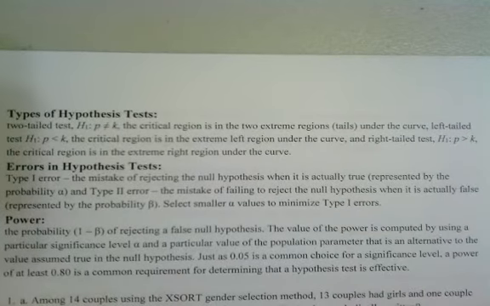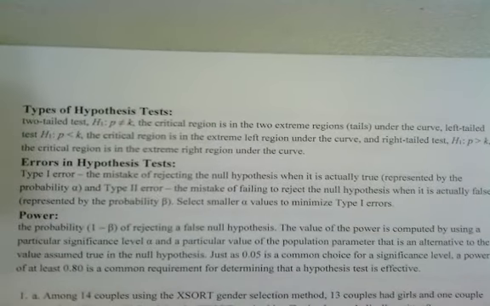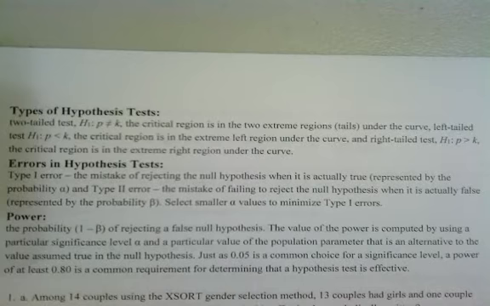And then to finish up some of the vocabulary for the section, types of hypothesis tests. We have two-tailed tests, which means the rejection regions are in the two extremes, the two tails of the curve. Again, think of a standard normal curve. The rejections are in both extremes. A left-tailed test would be related to p is less than some value, if you're doing proportions, and the critical region is in the extreme left region in that case. Or a right-tailed test would go with p is greater than some value, and that would be the critical region in the extreme right region under that curve.